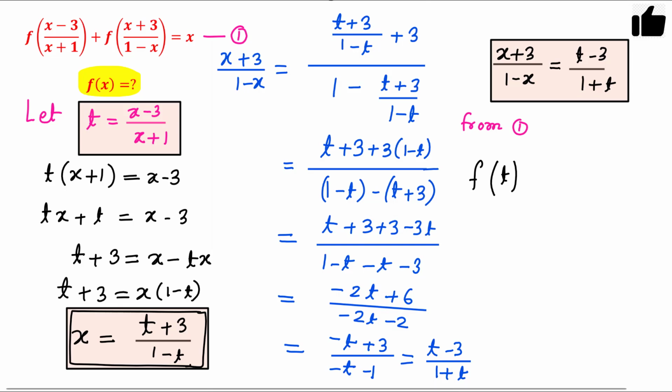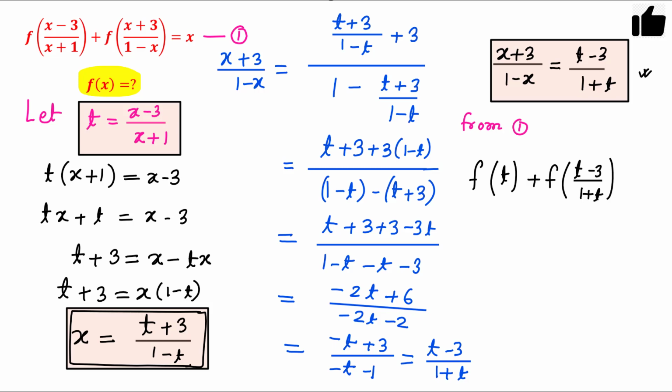So this will be f(t) plus f of (x plus 3) divided by (1 minus x), that is this term, (t minus 3) divided by (1 plus t), and this is equal to x. What is x? (t plus 3) divided by (1 minus t). And this is true for all t. So what we can do is replace t with x.